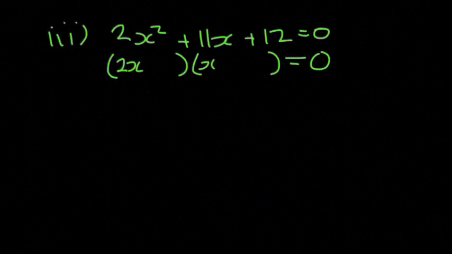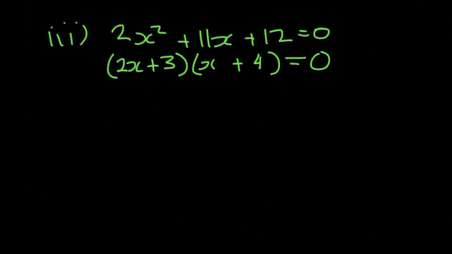And I know that factors of 12 are 1 and 12. That won't help me get an 11x. 2 and 6 also won't really help me get an 11x. Also, factors of 12 are 3 and 4, and that actually will help me get what I need, which is an 11x. I'm going to put the 4 here, and I'm going to put the 3 here, and we'll find that 2x times 4 is 8x, 3 times x is 3x, and 8x plus 3x will give me 11x.